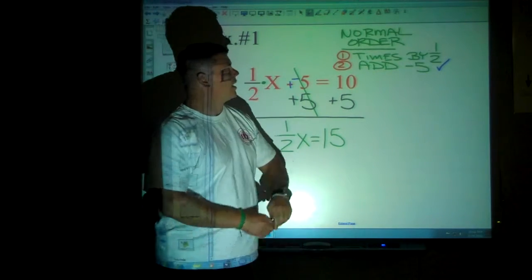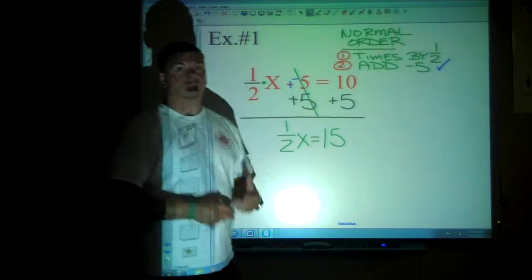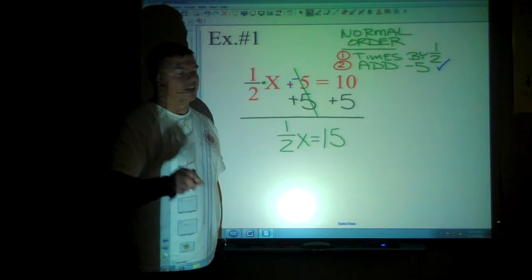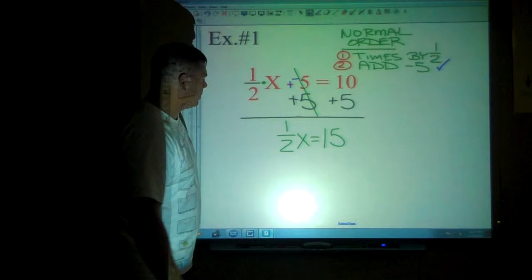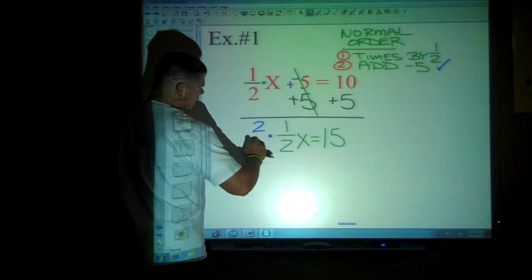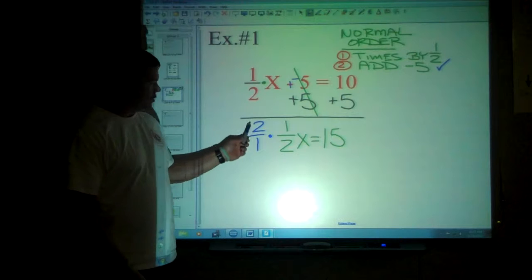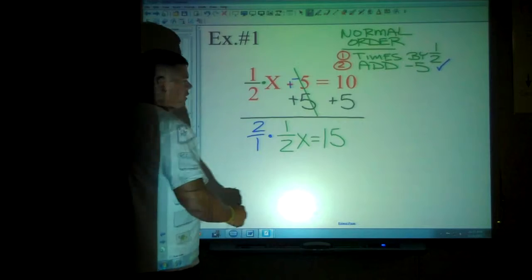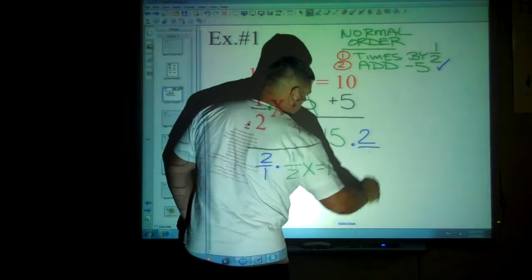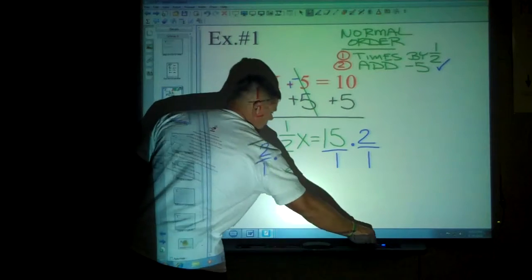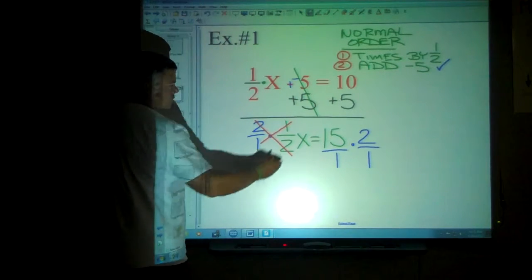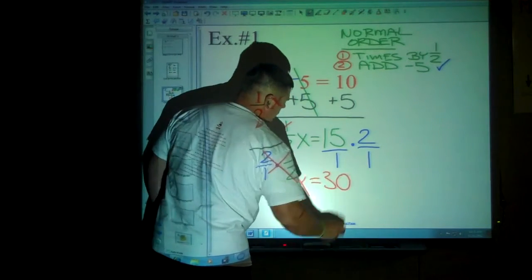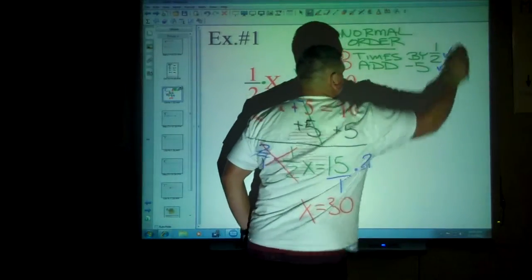Next on the list, I've got to take care of this times by 1/2. Well, the opposite of times by 1/2 is to divide by 1/2. But we know that instead of dividing by a fraction, you can multiply by its reciprocal. So I'm going to multiply this by the reciprocal of 1/2, which is 2/1, and hopefully you notice that everything's going to cancel out. Whatever I do to one side, I must do to the other. So if you want, you can make that a fraction as well. Now you'll see that the 2's cancel, the 1's cancel, x is alone. I've isolated the variable, and 15 times 2 is 30.